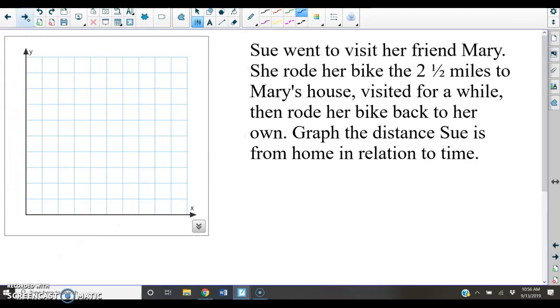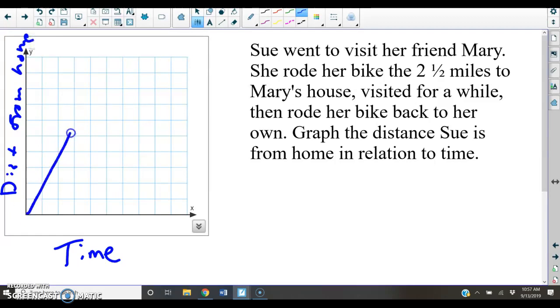Okay? So here we have another situation. Sue went to visit her friend Mary. She rode her bike the 2.5 miles to Mary's house, visited for a while, then rode her bike back to her own house. So let's graph the distance Sue is from home in relation to time. So here's her time. Here's her distance from home. I should put that on a finer line, shouldn't I?